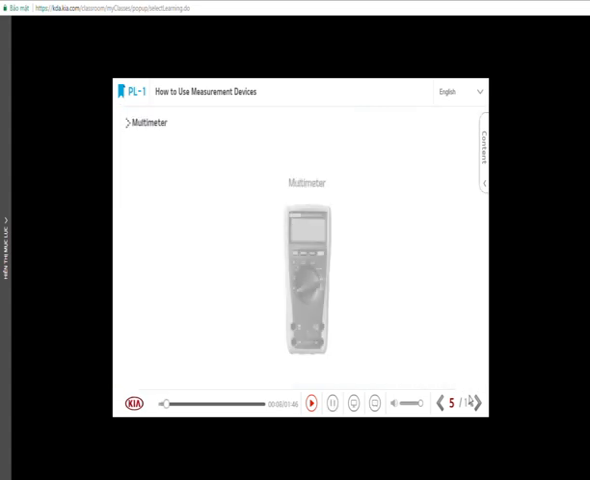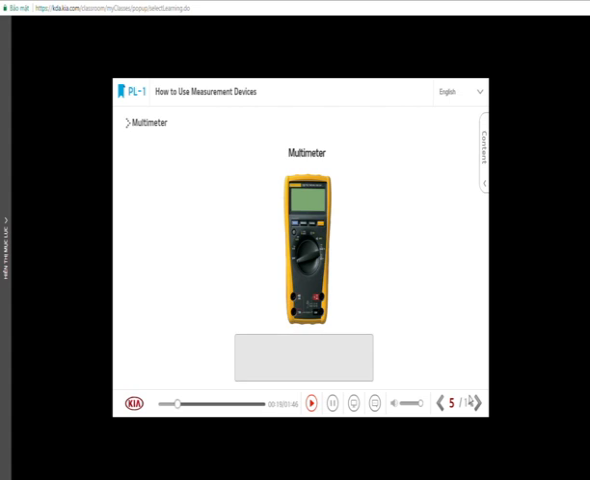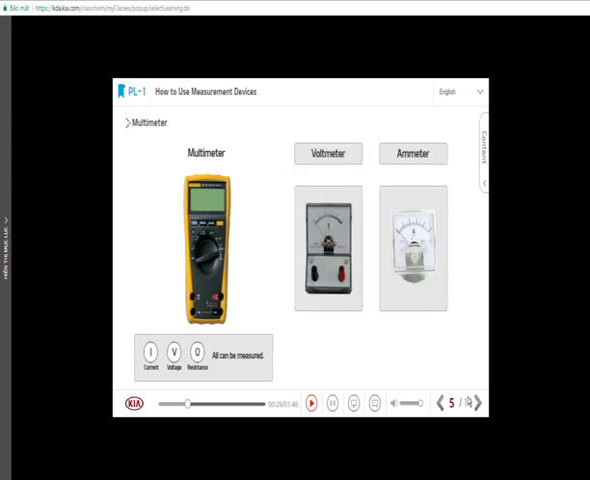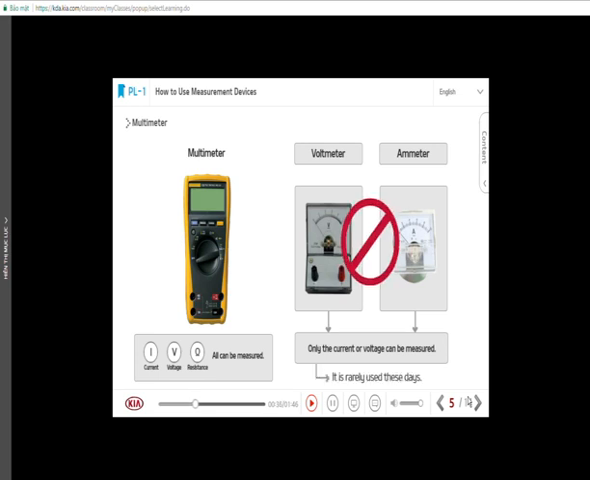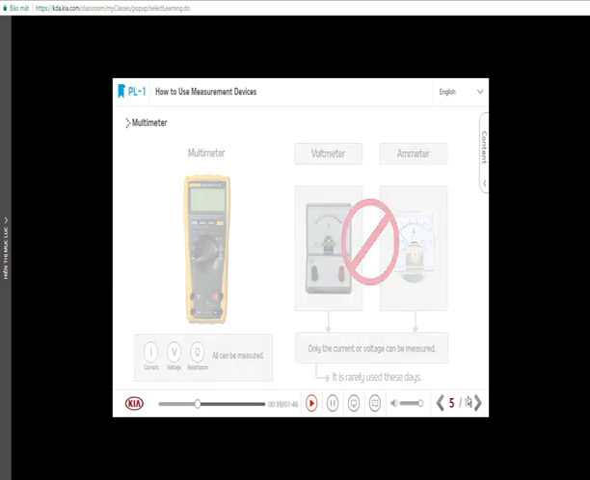We will learn about the multimeter. The multimeter is one of the most powerful and basic circuit diagnosis tools that can be used to measure current, voltage, and resistance on the circuit. In the past, voltmeter and ammeter have been used separately to measure the current and voltage, but they are rarely used these days.